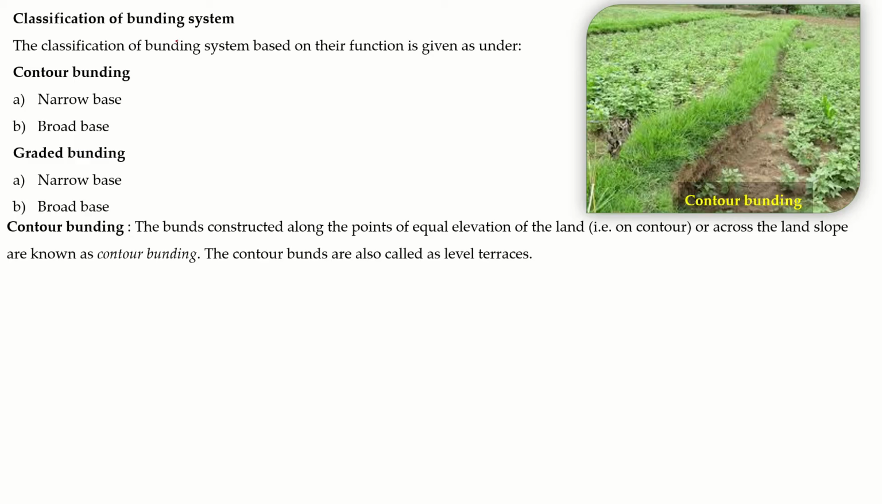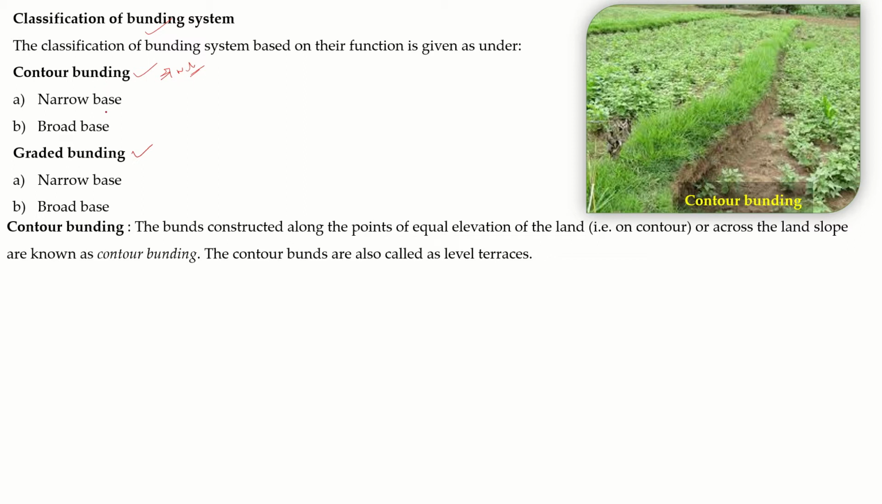Now the classification of the bunding system. Bunds, based on rainfall condition and soil, are classified into two types. One is the contour bund, another is the graded bund. The contour bunds may not be used in clay soil. Please remember, this is the most important bit, asked in examinations.